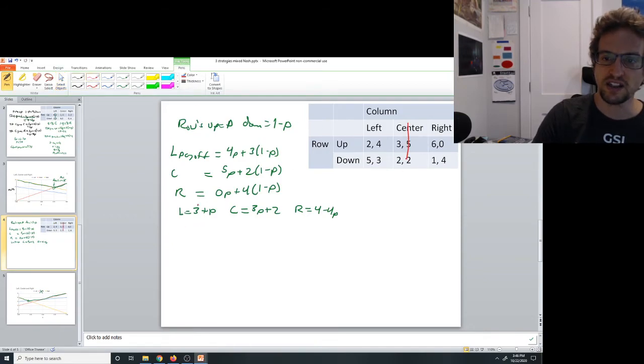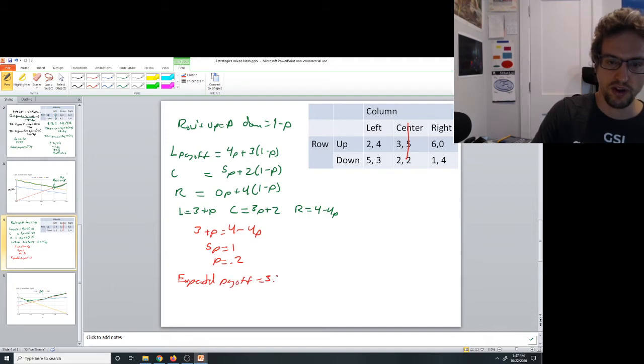So if I want to find exactly what that P is, I just set left and right equal to it. So 3 plus P equals 4 minus 4P. So that's 5P equals 1, P equals 0.2, and the expected payoff is equal to 3.2, right? Because I plug it right into the 3 plus P.